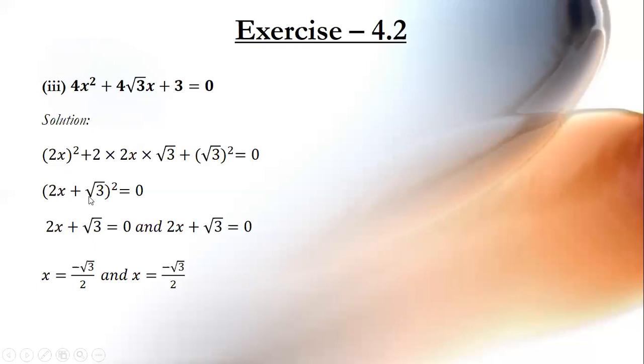So we get (2x plus root 3) the whole square equal to 0. Therefore, 2 answers we need to get, isn't it? So 2x plus root 3 equal to 0 and 2x plus root 3 equal to 0. So we are having the same answer for both the values, minus root 3 by 2 and minus root 3 by 2.